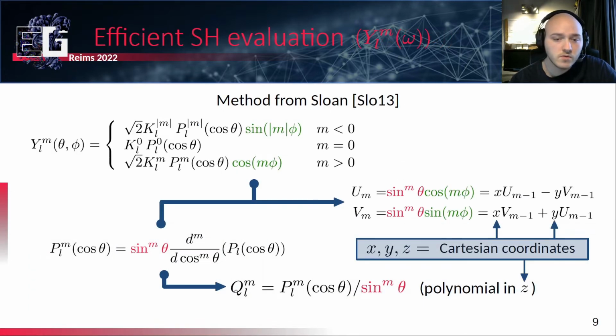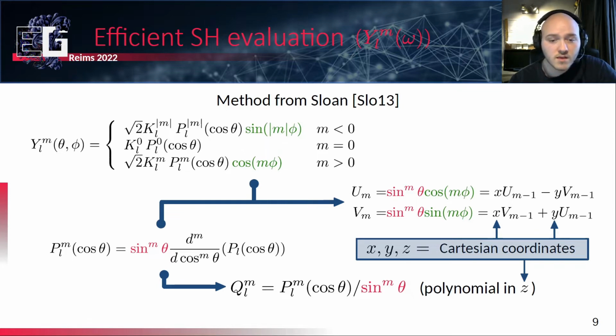Sloan, in 2013, proposed an efficient method to compute the spherical harmonics basis function. Looking at the spherical harmonics definition, as well as the definition of the associated Legendre polynomials, the green parts and the red parts can be matched together to construct efficient recursive relations. By removing the sin theta^m from the associated Legendre polynomials, they become a polynomial in z that is, as shown by Sloan, efficiently evaluated with 5 recurrency relations.